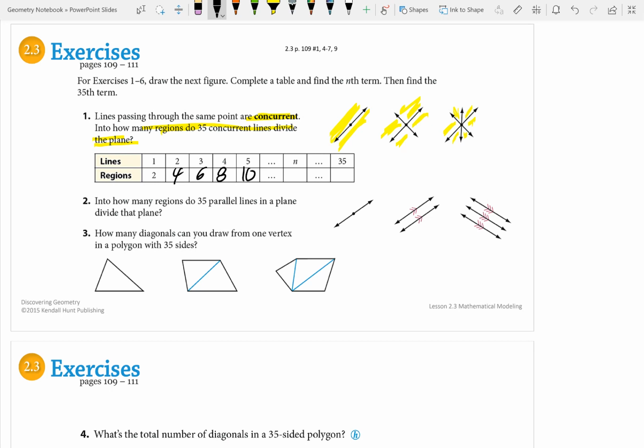Can I make a generalization or a conjecture? Yeah. Looks like the number of regions is twice the number of lines. So 2n. So if there are 35 lines, there would be 70 regions.